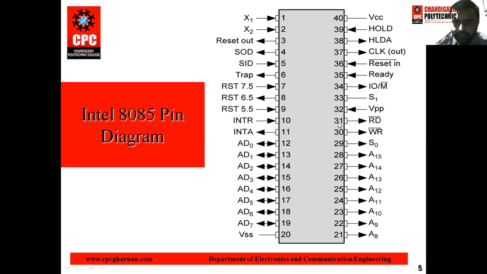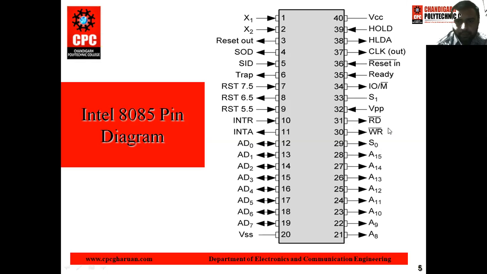After that, next is pin number 31. Pin number 31 is the RD bar pin. RD bar means the read bar pin. The function of this pin is, if the value of pin 31 is 0, that means the microprocessor can perform the function of reading from the peripheral devices. If the value of this pin is 1, then it can perform the write operation.